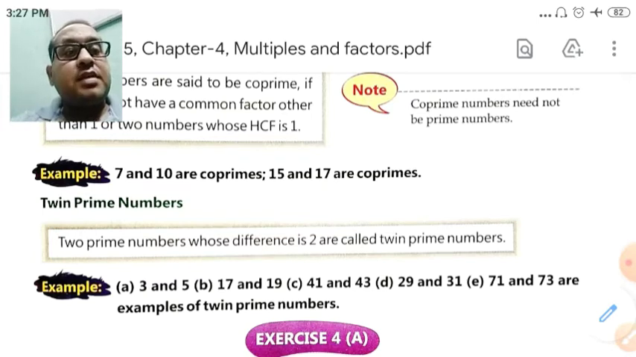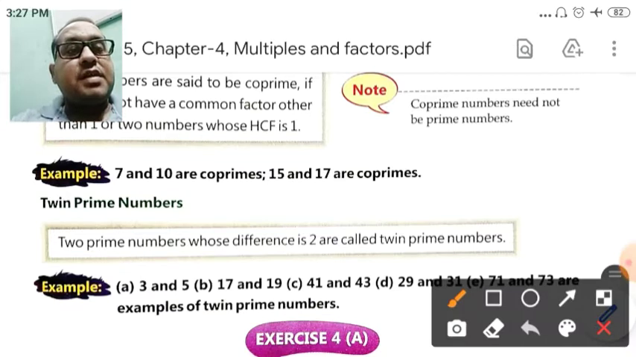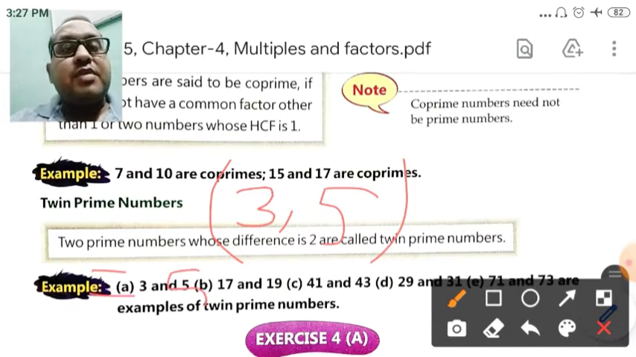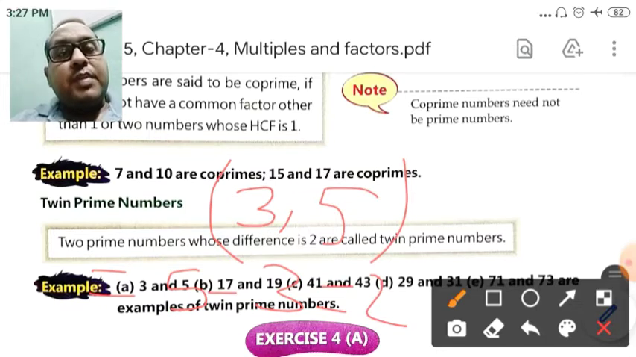Suppose I am writing a few examples here. Suppose it is 3 and 5. So 3 and 5 are twin prime numbers. Why? Because both are prime, and at the same time the difference between 5 and 3 is 2. So it is a twin prime pair. The two numbers must be prime and their difference must be 2.